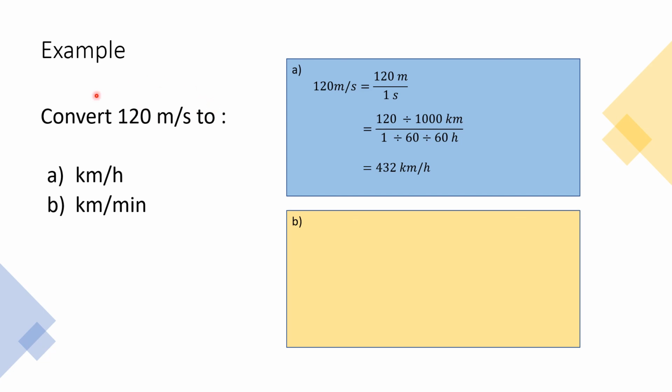Then convert 120 meter per second into kilometer per minute. We just convert the time only. We convert 120 meter into kilometer, divided by 1000, and 1 second divided by 60 into minute. You will get 7.06 kilometer per minute. So this is how you convert the unit for speed.